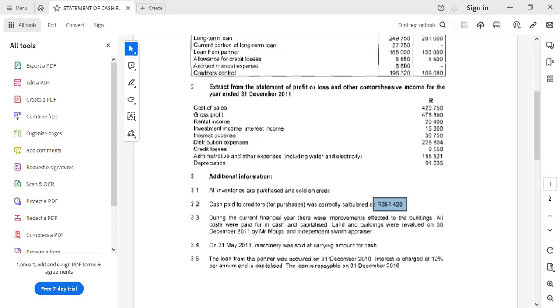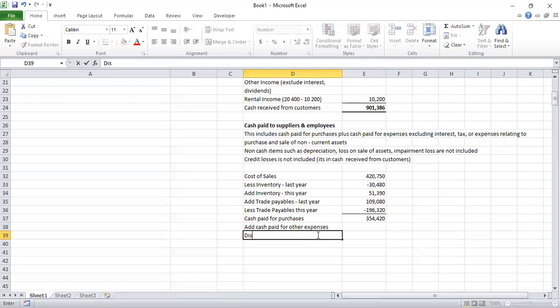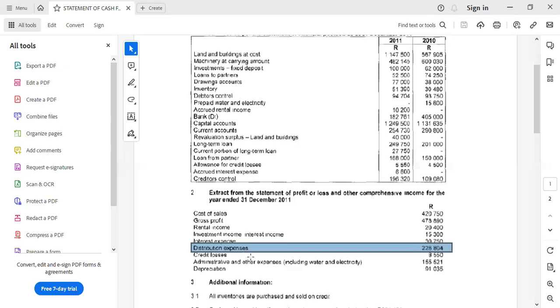Right. Then you look at other expenses. We've got distribution expenses of 226,804. You have to check if there are any accruals or prepayments, of which you see up there, there's none for distribution expenses. So you take it as it is. We have distribution expenses, which is 226,804. Right. Then remember, credit losses has already been included in the cash receipts. Interest expense, we said we record it separately.